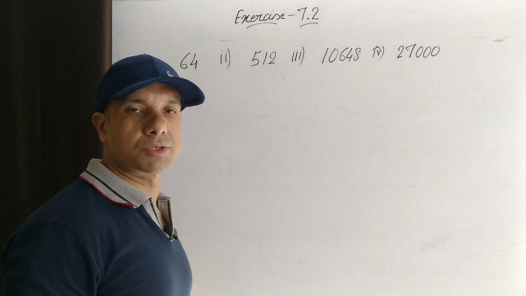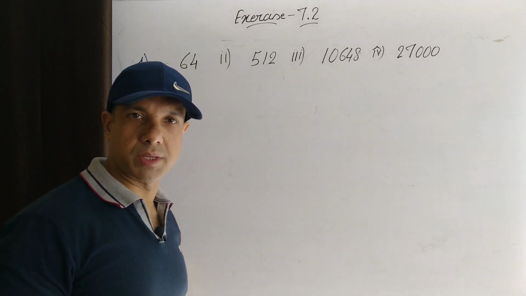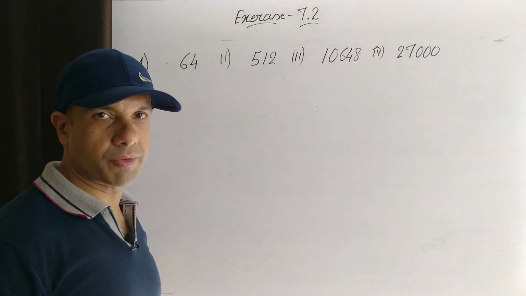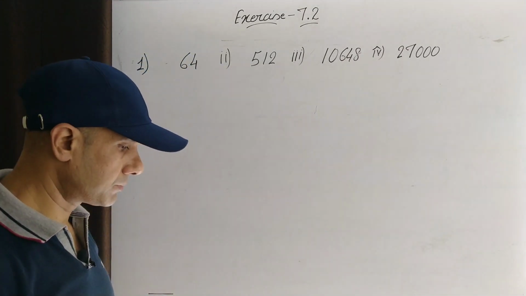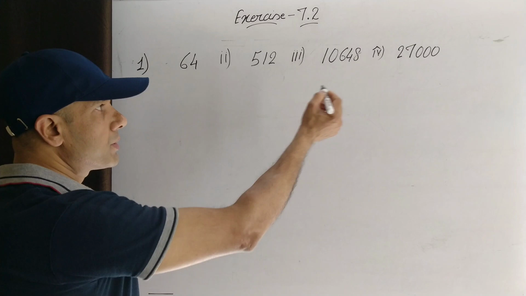Welcome viewers. Today we are going to start with exercise 7.2 of class 8 mathematics, cubes and cube roots. Question number 1. Find cube root of each of the following numbers by prime factorization method. So these numbers are perfect cubes.